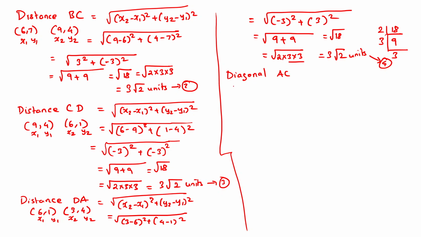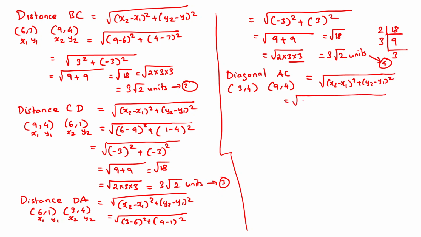AC distance we need to find. What is the coordinate of A? A coordinate is 3, 4. What is the coordinate of C? 9, 4. Okay. Using again the distance formula, x2 minus x1 whole square plus y2 minus y1 whole square. So when we substitute the values, this one is x1 y1, x2 y2. Using a pencil you can write down x1 y1, x2 y2. So that's why you will not commit any mistakes.